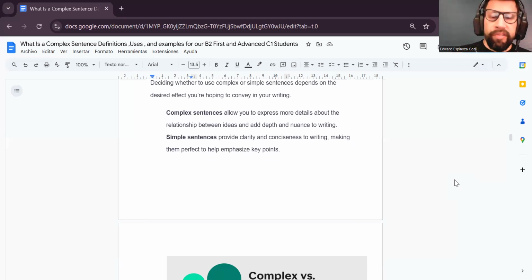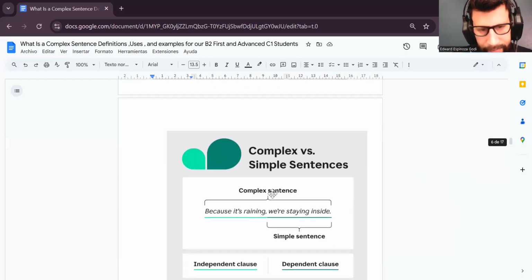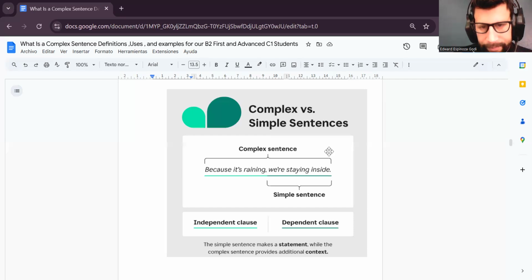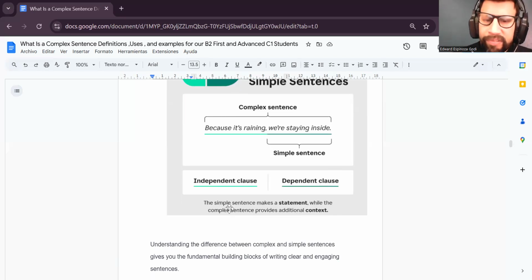There's a little chart here. Look at that right there. So, "Because it's raining," my dependent clause, "we're staying inside," my independent clause. Putting these together, we have what is known as a complex sentence. The simple sentence makes a statement: we're staying inside. That's the statement.